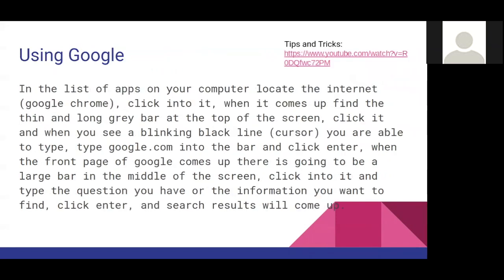Using Google. In the list of applications on your computer, locate the internet or Google Chrome. Click into it. When it comes up, find the thin and long gray bar at the top of the screen. Click into it, and when you see a blinking black line, your cursor, you are able to type. Type google.com into the bar and click enter. When the front page of Google comes up, there is going to be a large bar in the middle of the screen. Click into it and type the question you have or the information you want to find. Click enter and search results will come up.